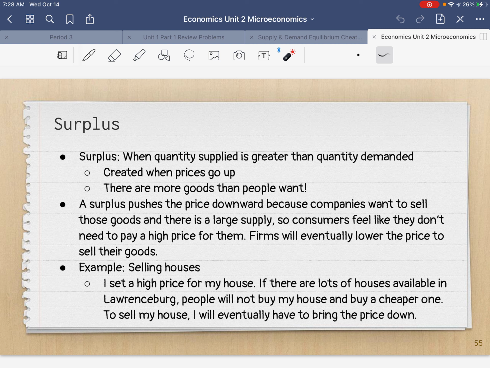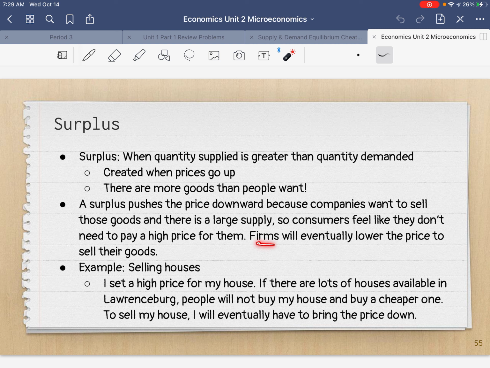Okay, so a surplus is different. Remember, a shortage would push the price up because they'd be like, oh, a cool, scarce good. Well, if I'm making that cool, scarce good, I'm going to raise the price. A surplus is different. If it's not selling, they're going to lower the price because they want it to sell. So a surplus would push the price downward because companies want to sell those goods and there's a large supply. And consumers are like, oh, there's tons of that good on the shelf. I don't need to pay a lot of money for that. I'll wait till it goes on sale, that sort of thing, okay?